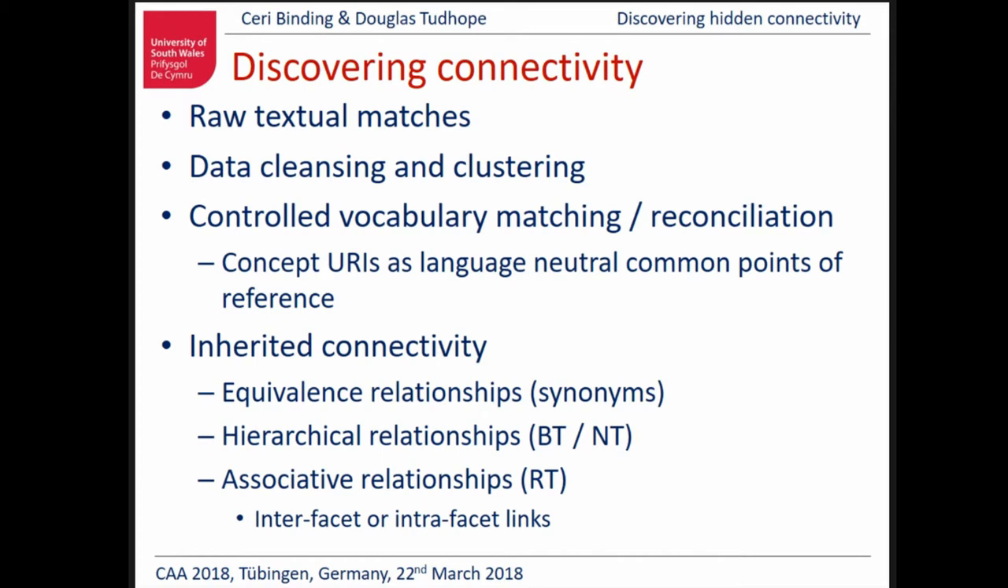And then matching to a controlled vocabulary can really help. If we reconcile a lot of the different terms to a common controlled vocabulary, then we can search across multilingual data afterwards. And then that gets interesting because once we've matched the data to a common controlled vocabulary, we can utilize the structure of that controlled vocabulary to find additional connectivity. And that's the kind of thing that I'm talking about here. So we can find equivalence relationships, synonyms, different words that actually mean the same concept. Hierarchically related terms, associatively related terms, and that's quite interesting in terms of the Art and Architecture Thesaurus, because they have some quite interesting associative relationships going on.